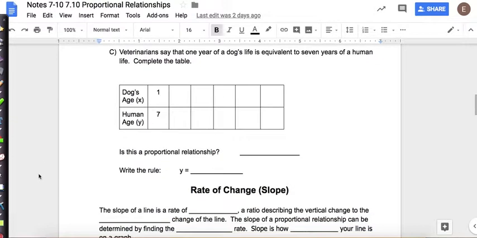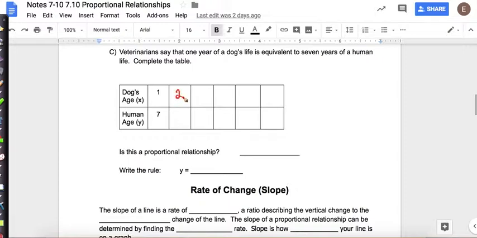Okay, letter C. Veterinarians say that 1 year of a dog's life is equivalent to 7 years of a human life. Complete the table. So the dog's age is X and the human's age is Y. So when the dog is 1, he or she would be 7 in human years.